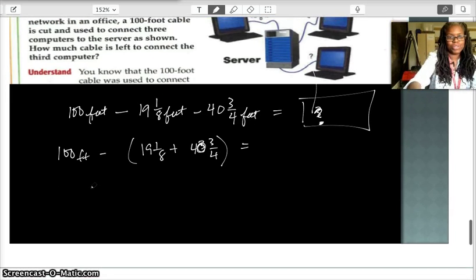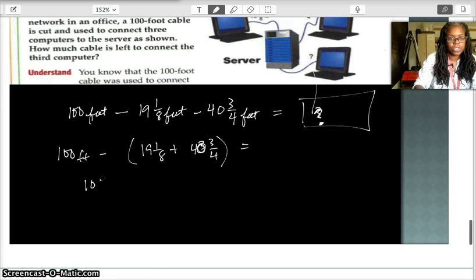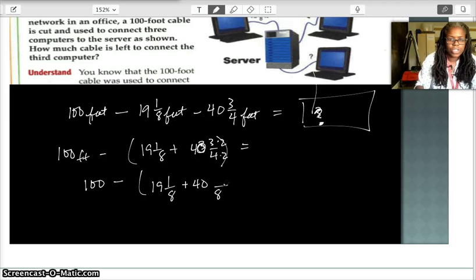And let's give me some more space. So the 100 is still here. My 100 is still there. And so now I'm adding these guys together. My common denominator would be 8. So I'm going to leave 19 and 1/8 as it is. But this denominator here is going to change my numerator. So I multiply that by 2. I multiply that by 2, right? So I end up with 6/8.